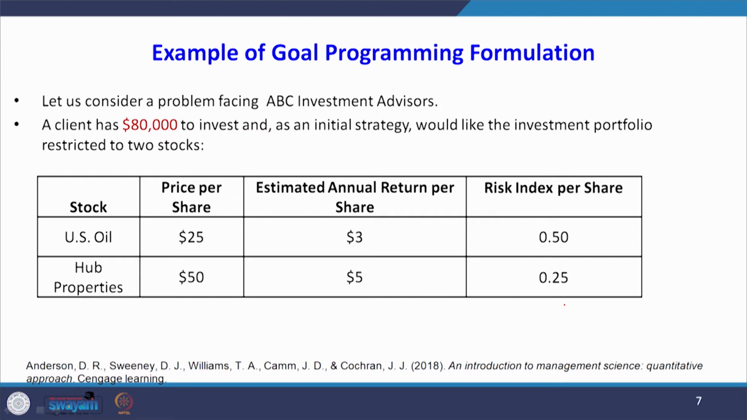Example of goal programming formulation. Let us consider a problem facing ABC investment advisors. A client has $80,000 to invest and, as an initial strategy, would like the investment portfolio restricted to 2 stocks. Stock number 1 is US Oil: price per share is $25, estimated annual return per share is $3, risk index per share is 0.5. Another stock is Hub Properties: price per share is $50, estimated annual return per share is $5 and the risk index per share is 0.25.